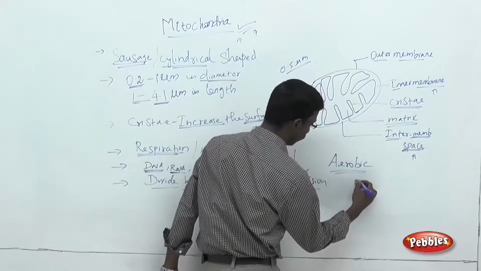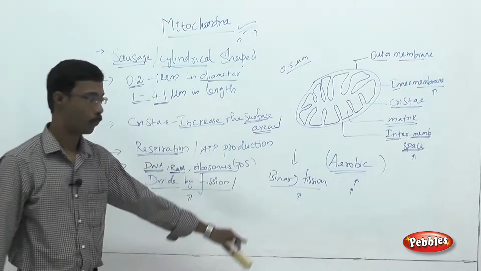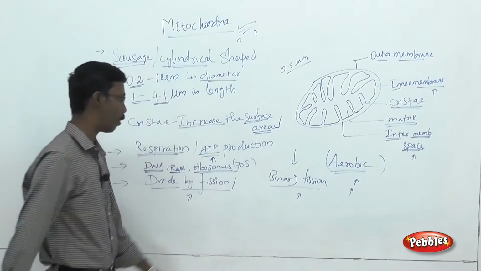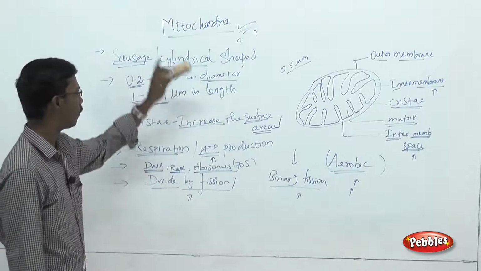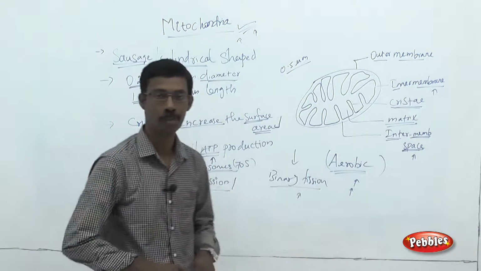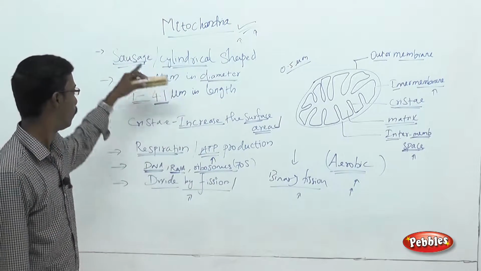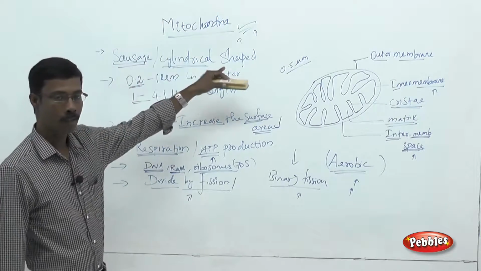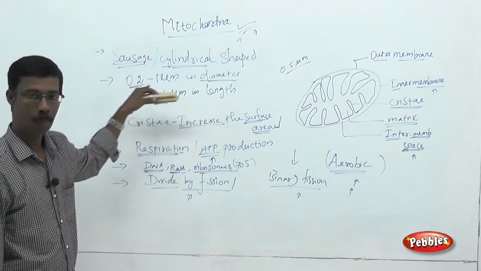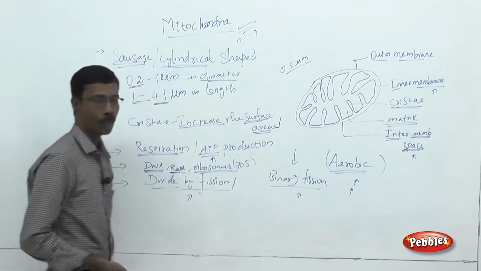Aerobic respiration. They are going to use the oxygen as an electron acceptor to produce the final energy carrier molecule, ATP molecules. Okay. So the points you have to remember: mitochondria are the powerhouses of the cell. They are going to produce the energy in the form of ATP molecules. Their shape may be varied, sausage or cylindrical. Their diameter may be 0.2 to 1 micrometer, and their length may be 1 to 4 micrometers.